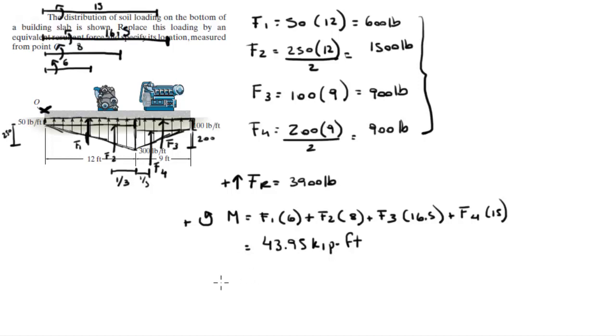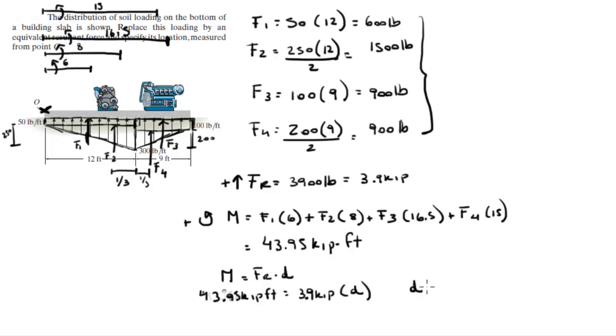Now you want to know the distance d from O that this equivalent force will be acting. Easy to find. The moment is equal to the resultant force times the distance d. So 43.95 kip-feet is equal to 3.9 kip, because 3,900 pounds is equal to 3.9 kip, times d. You solve for d and you get that this is equal to 11.27 feet.